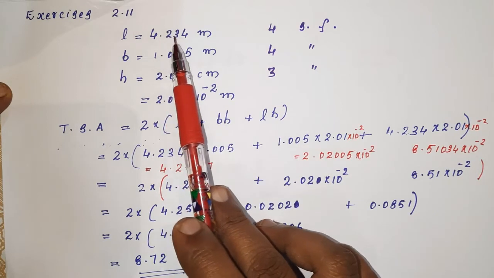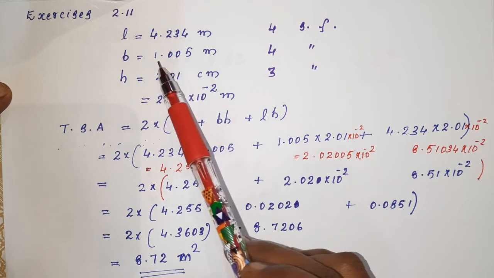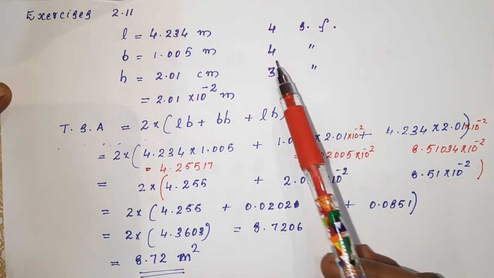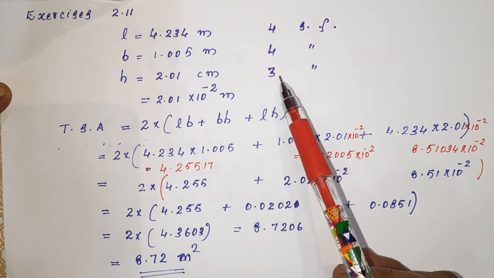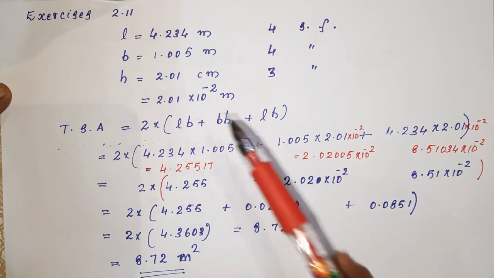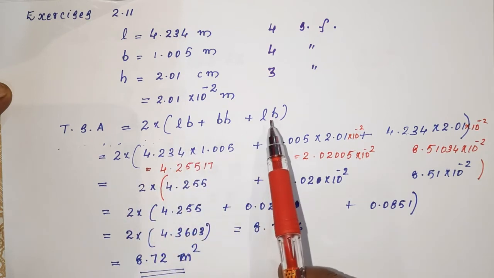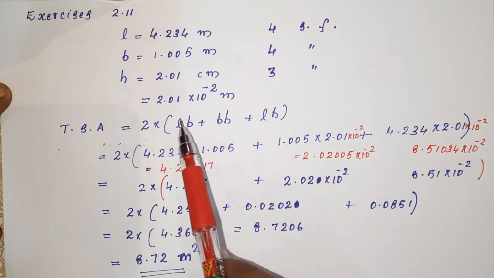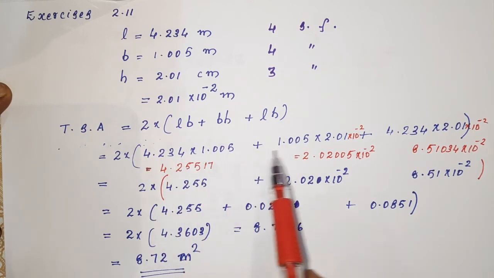So length 4.234 meter, 4 significant figures. Breadth 1.005 meter, 4 significant figures. Height is 2.01 centimeter, so 3 significant figures. So that centimeter is to be converted to meter. Here you are asked to find surface area and volume. First let's start with surface area. The total surface area, there are 6 faces, so you have 2 into (LB plus BH plus LH). Do the substitution.